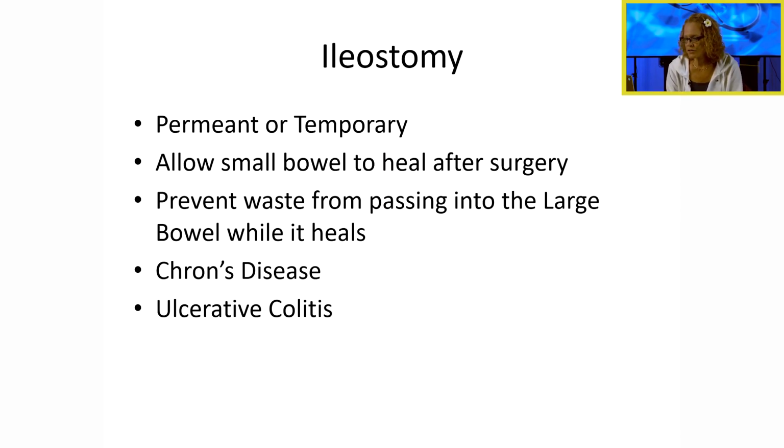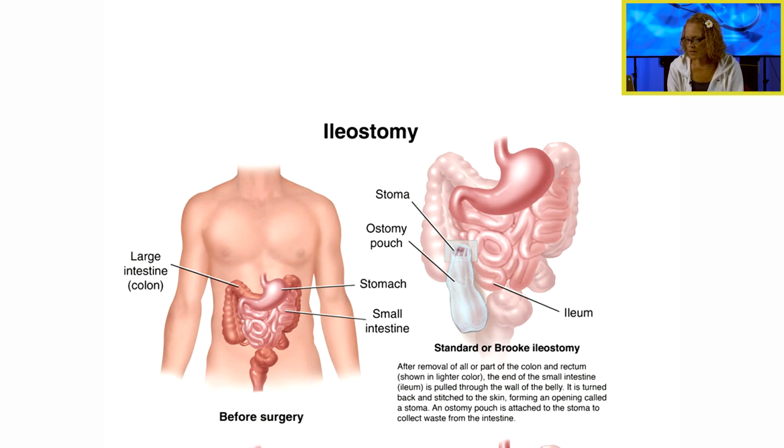So an ileostomy can be permanent or temporary. It's to allow the small bowel to heal after surgery, prevent waste from passing into the large bowel while it heals, used often in Crohn's disease and ulcerative colitis. And so here we can see that an ileostomy is coming from the ileum in the bowel.